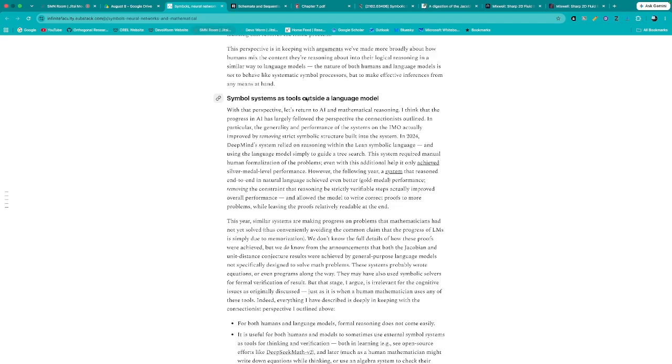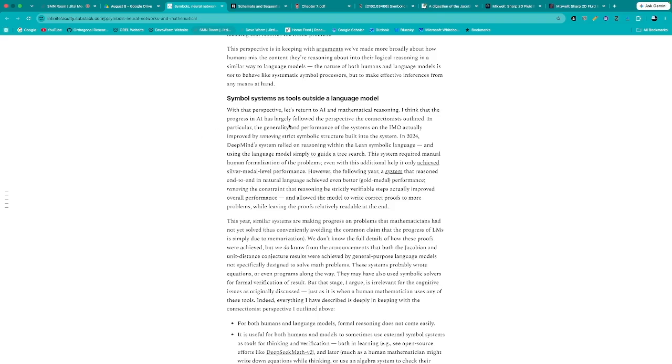Symbol systems are tools that act outside of a language model. So again, we have to think about symbol systems being outside the domain of a language model, but part of this cognitive ability that they have. So with that perspective, let's return to AI and mathematical reasoning.